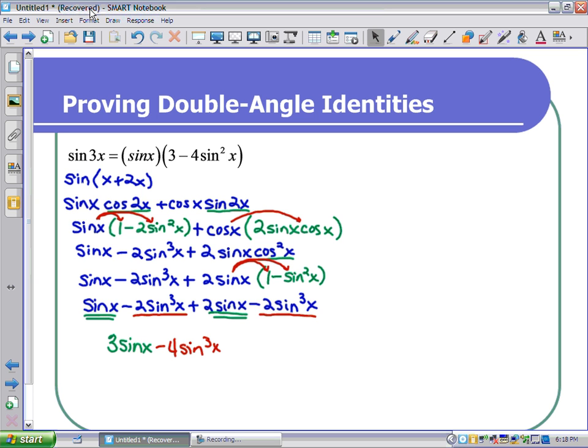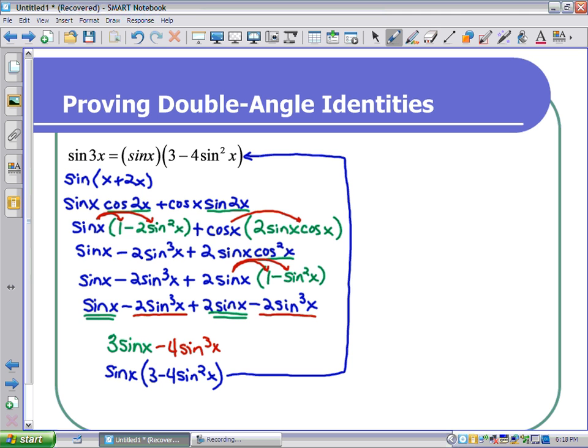Look back up at the right-hand side of that equation up there, and we need to factor out sine x. And when we factor out sine x, now we have 3 minus 4 sine squared x. And we've just proven the identity on the right-hand side of the equation.